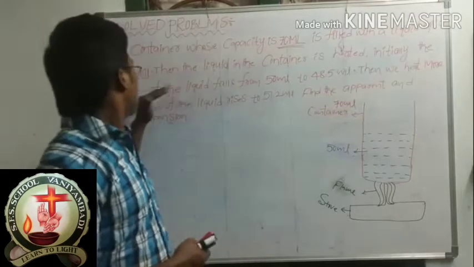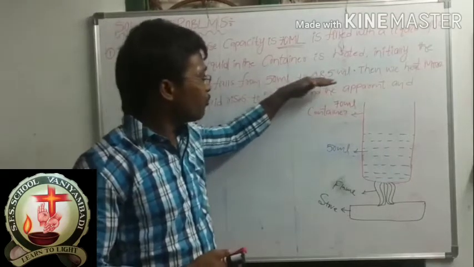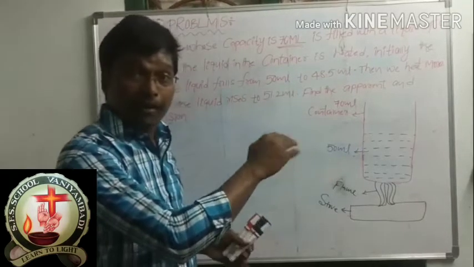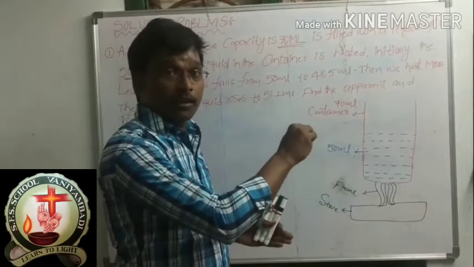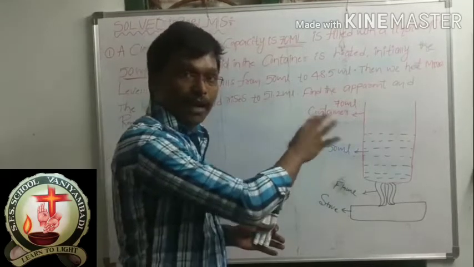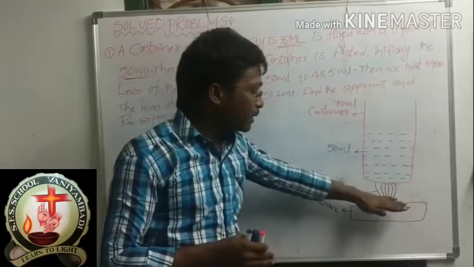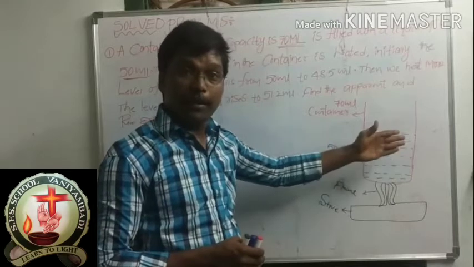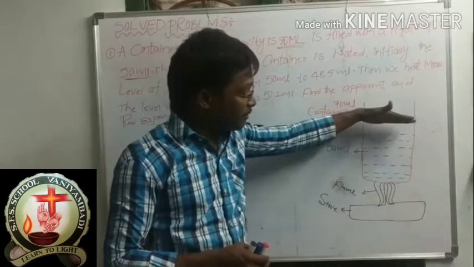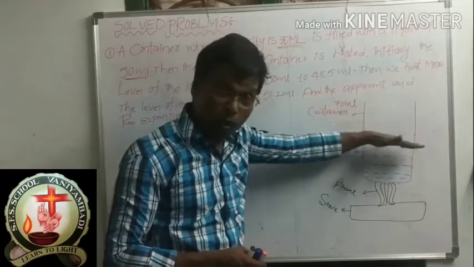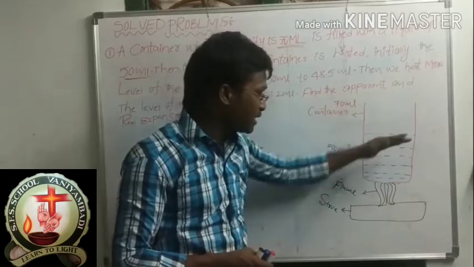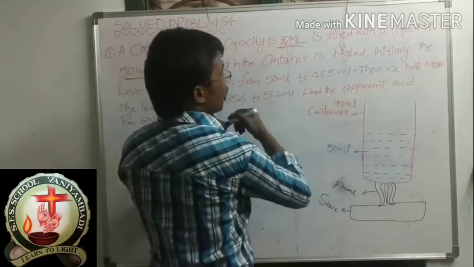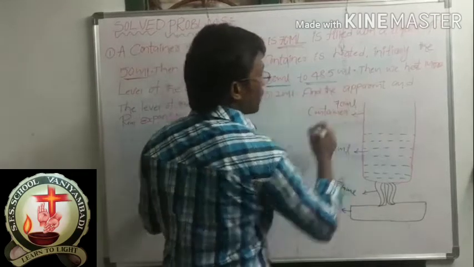Initially the level of the liquid falls from 50 ml to 48.5 ml. That means whenever you start heating the container, you are giving heat energy to the container, and the level of the liquid will first fall. The level of the liquid will go down. How much is it dropping? From 50 ml to 48.5 ml.